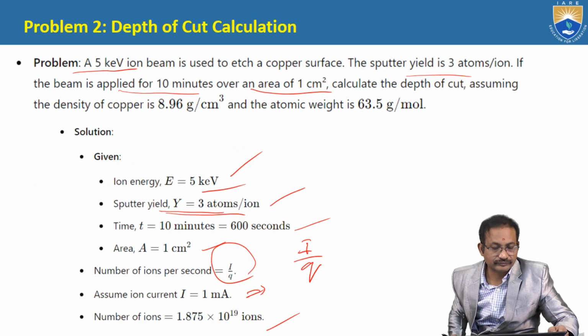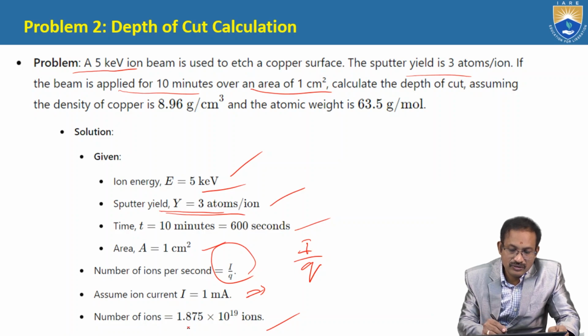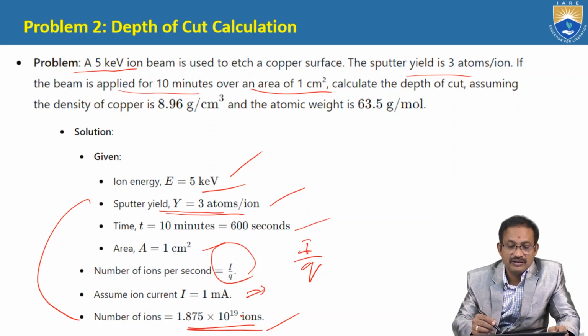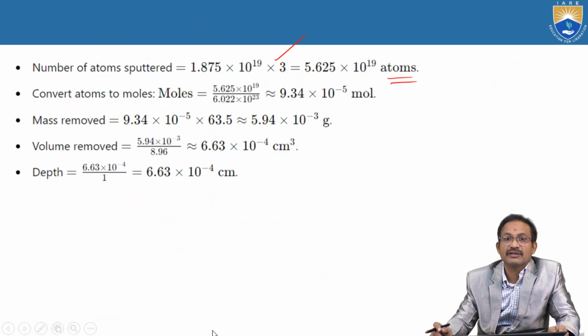So here this value we have to assume, and here sputter yield Y equals 3 atoms per ion. So the number of atoms is this many. 3 atoms per ion means we have to multiply with this 3. That's what we did here.